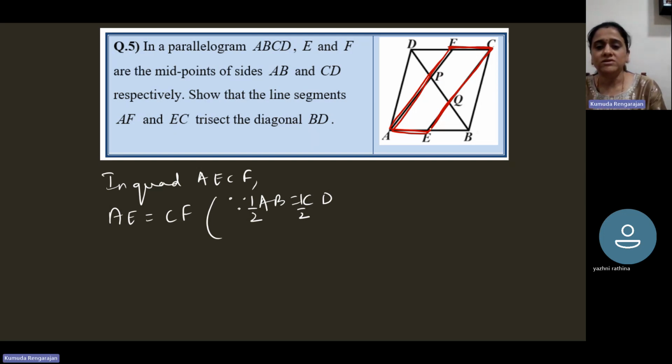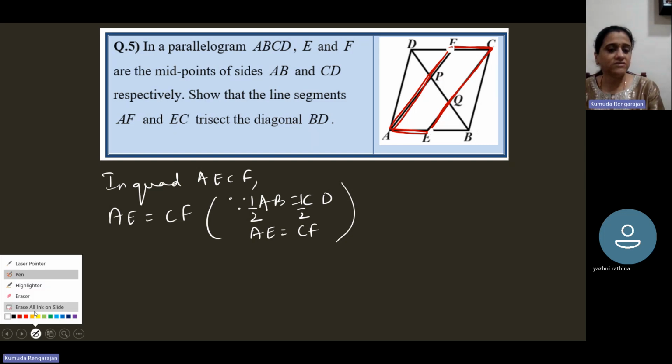Now, since E is the midpoint of AB, what is half of AB? It can be AE or EB. Let's write AE. Half of CD: because F is the midpoint of CD, half of CD is CF or FD. That's right, CF. So like this, you can show that AE is equal to CF.